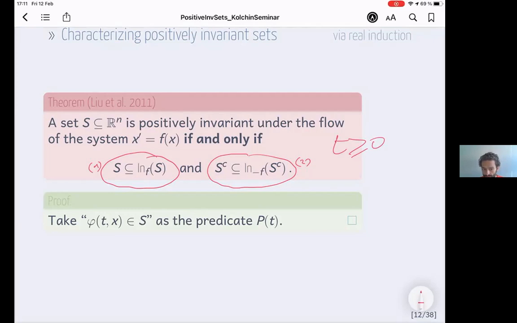Actually, the proof is very simple, really simple, because it suffices to take as a predicate the flow is in S, and you apply real induction. That's all you need to do. Okay.